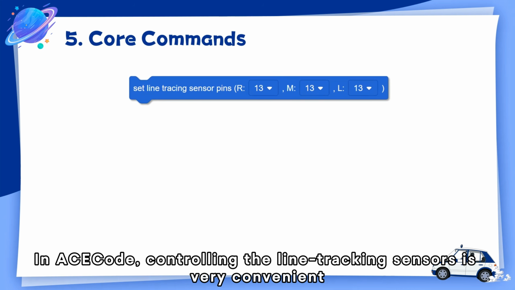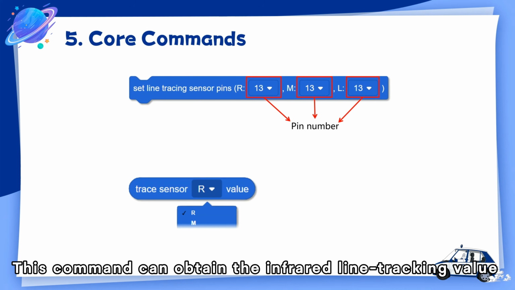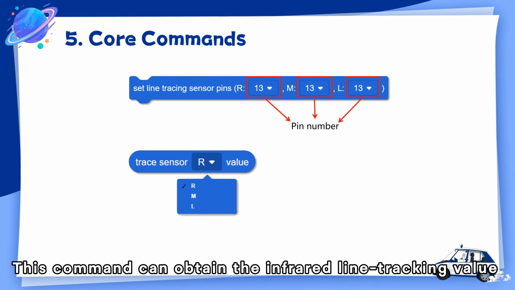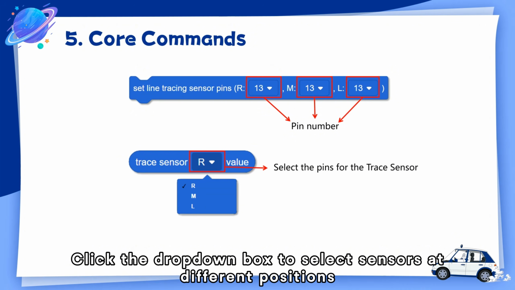In ACECode, controlling the line tracking sensors is very convenient. This command can set the pins of the 3-channel trace sensors. This command can obtain the infrared line tracking value detected by the corresponding sensor. Click the drop-down box to select sensors at different positions.